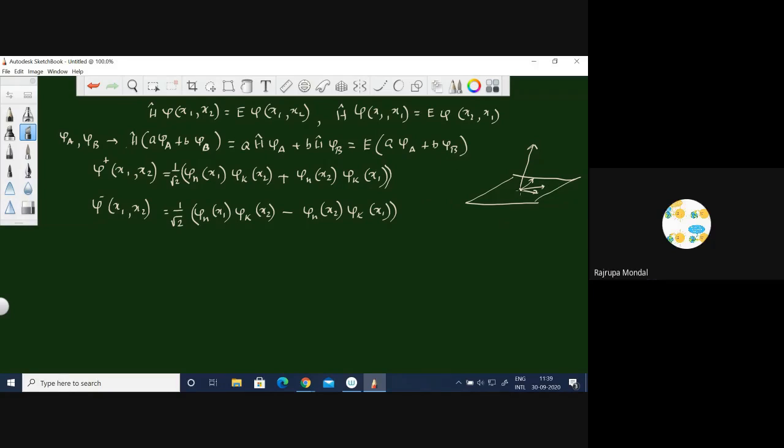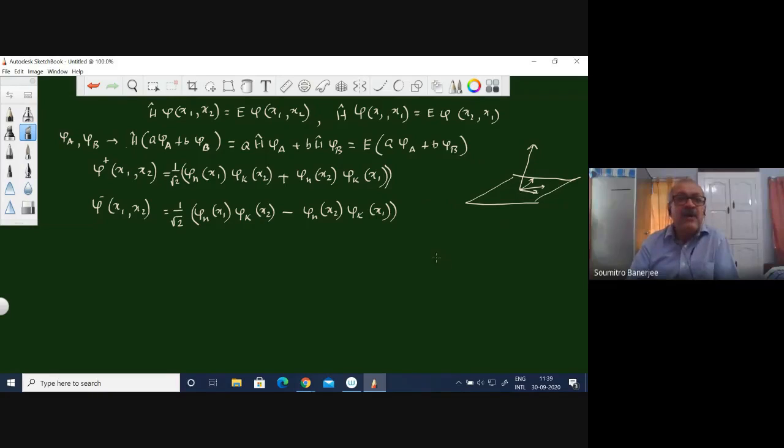Okay, sir. Actually, I thought that psi A was psi k of x1, so that's why I got the confusion. Yeah, no. Here I'm doing a general thing, and later what I'll do is that in place of psi A, I will put only this part, and psi B I'll put only this part. Since both are eigenfunctions, I can do that.